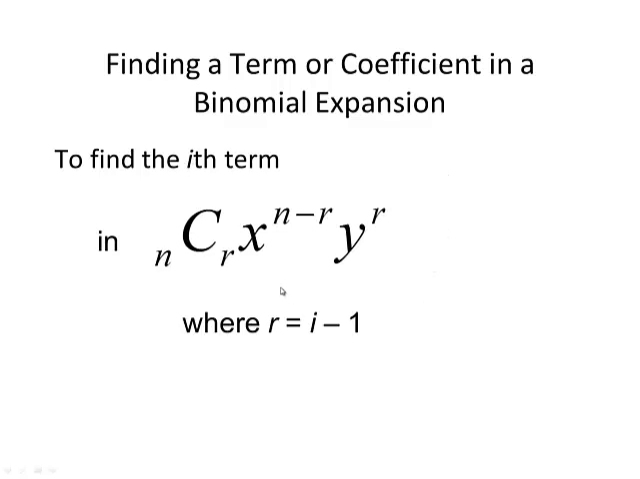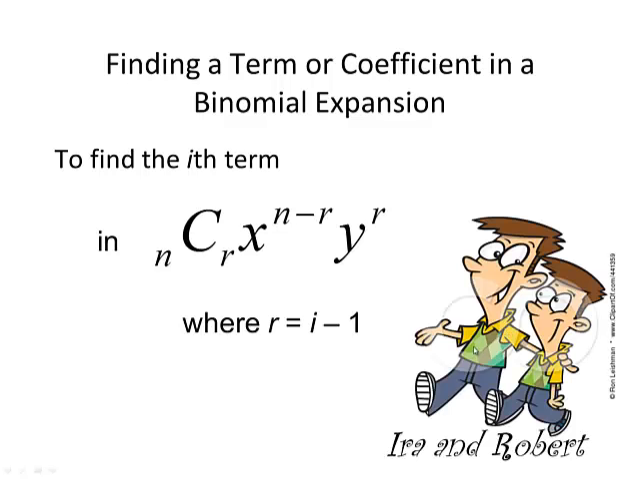Okay. If that is difficult for you to remember, I came up with this little Ira and Robert. They're brothers, and Ira's 1 year older than Robert. If that helps you, r is going to be 1 less than i. So if Ira's 10, Robert's 9. So 9 is equal to 10 minus 1. Okay, or 12. If Ira's 12, then this would be 11 is equal to 12 minus 1.